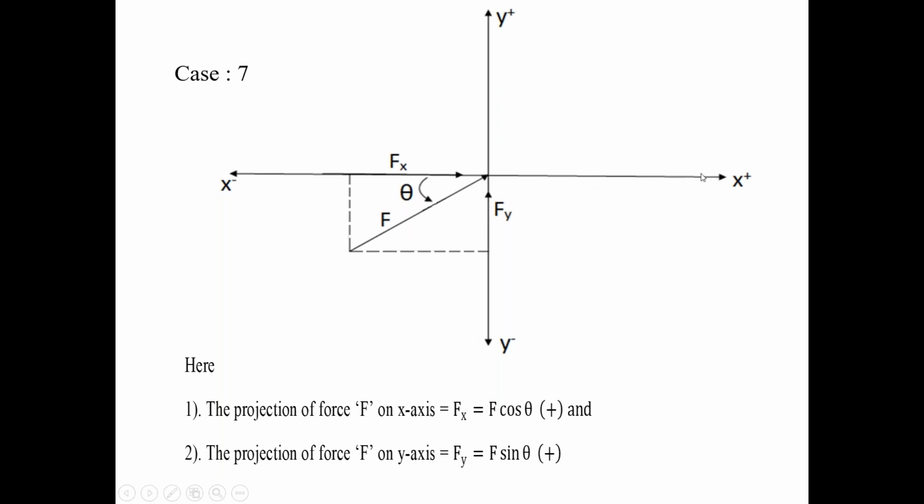Most of the students I observed made the mistake of simply remembering that Fx is on the negative x-axis, so they consider Fx a negative projection. But look at the direction of Fx in the seventh condition. The direction of Fx projection is towards the positive x-axis direction. So Fx is the positive projection.